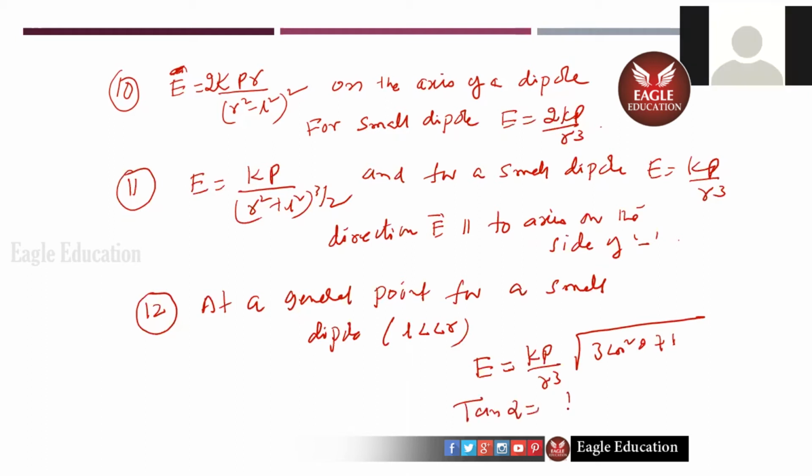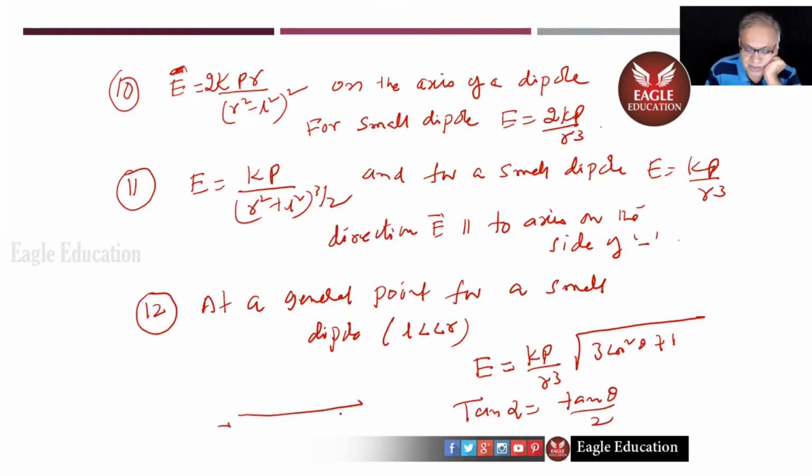Tan alpha is equal to tan theta by 2. And what is the shape of this whole thing? Minus here, plus there. This is theta. At this point, we are finding out E. So this is theta, I should know.